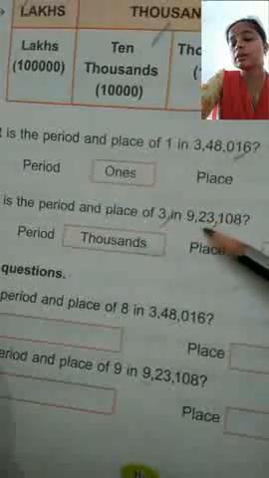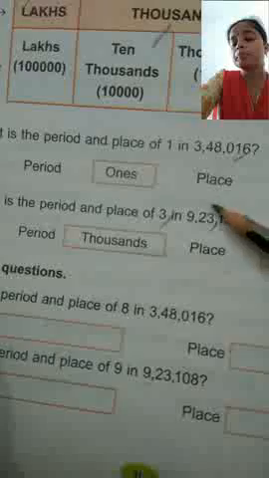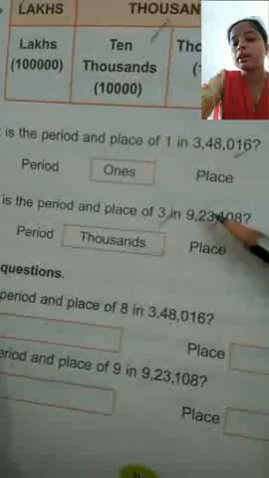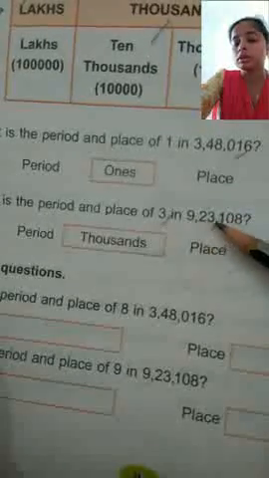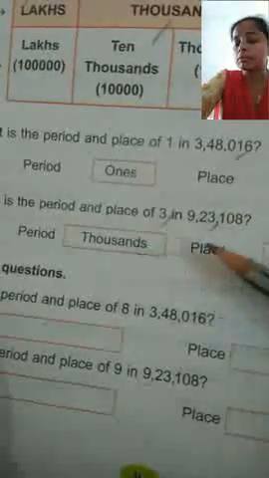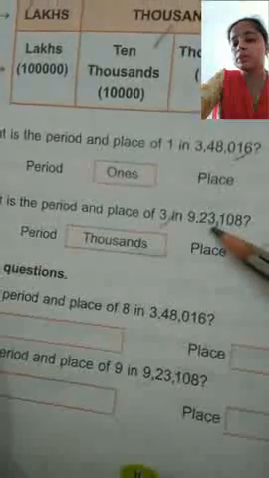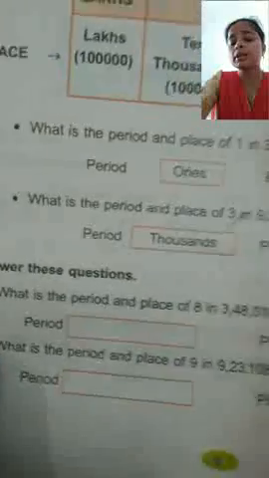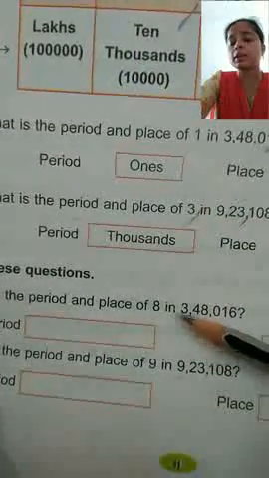And what is the name of the period after ones? After ones, the second period name is what? The second period name is 1000. So we will write 1000 because 3 is in the 1000 period. Okay. Now we will understand with the help of another example also.